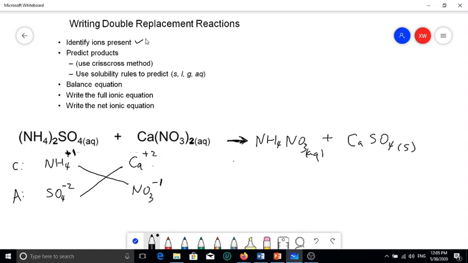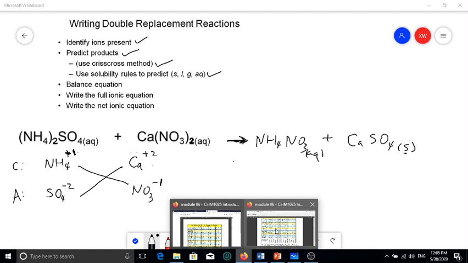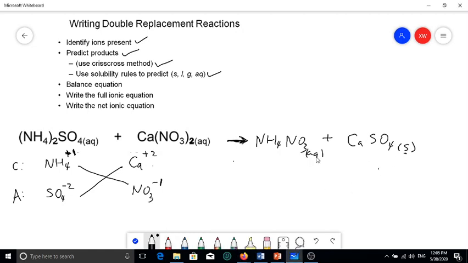So we identify the ions, we predict the products, we crisscross link the cation and anion, and then we check the solubility of the products. Now here's the thing. For a double replacement reaction, you have to have at least one of the products be solid. Once you check the solubility, if both turn out to be AQ and AQ, then that means no reaction if no solid.